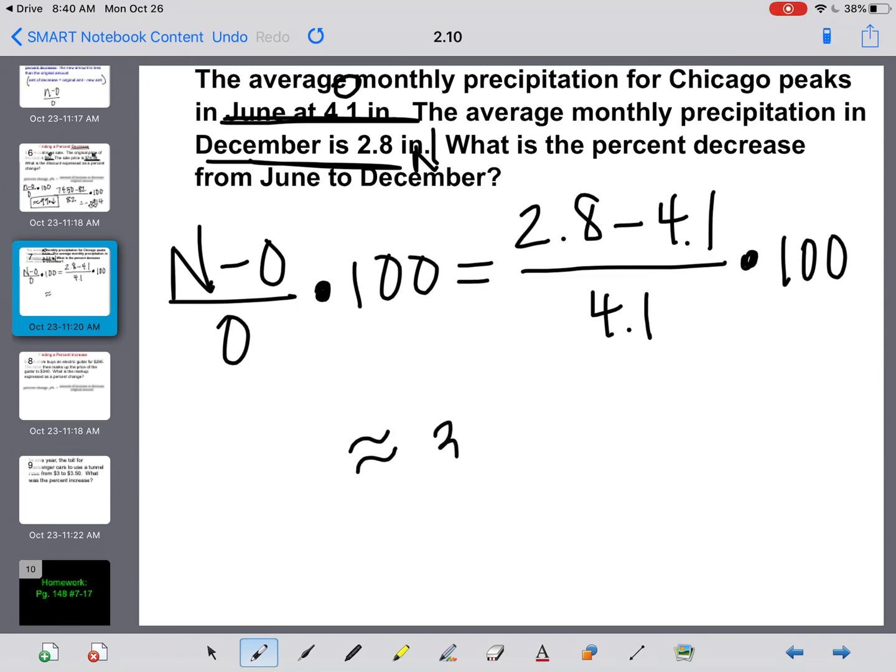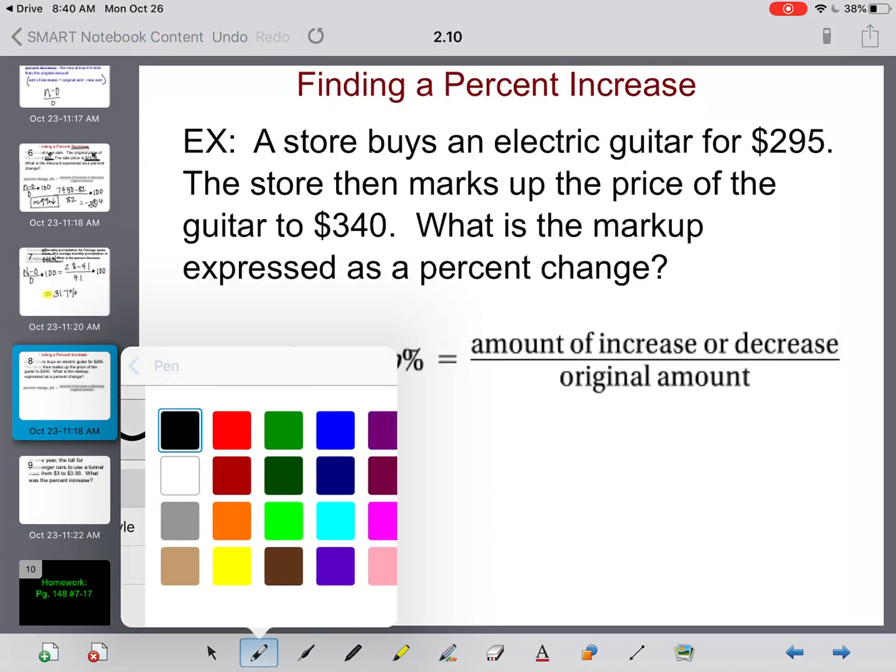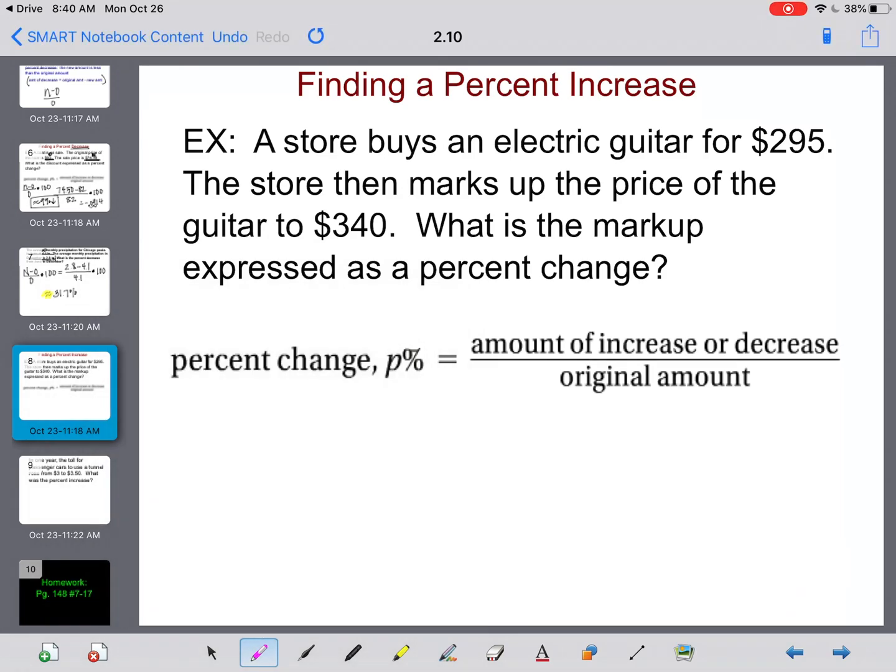You are welcome to use a calculator on these because you're going to get strange decimals. This one is actually going to turn out to be about 31.7%. Make sure that if you're rounding these, you're using this wiggly equal sign to tell me that it's been rounded.